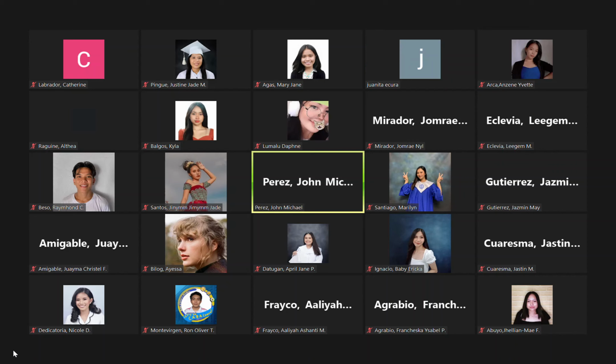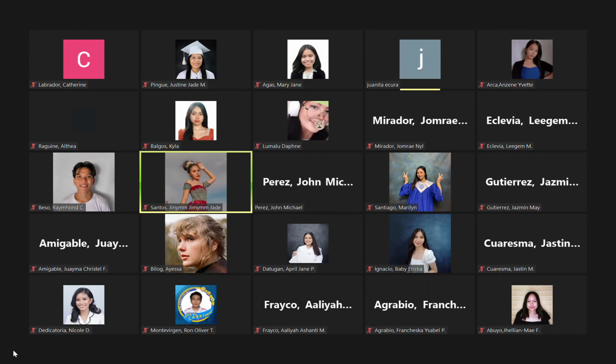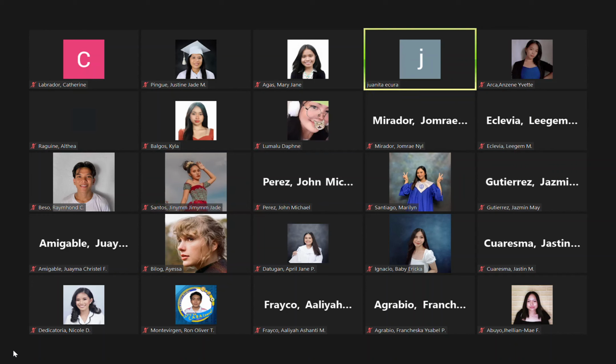22,880. Okay, and then the question is cost per kilogram. So you divide 22,880 by 4,000 kilos. So how much? 5.72. So the same procedure would be followed for products B and C.